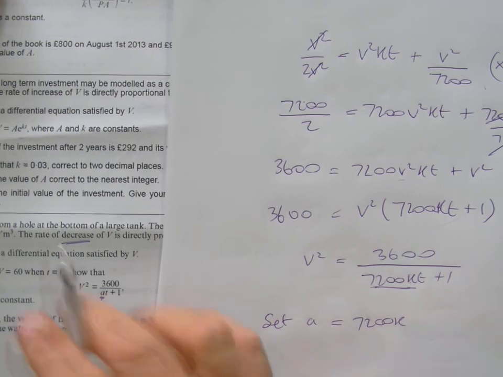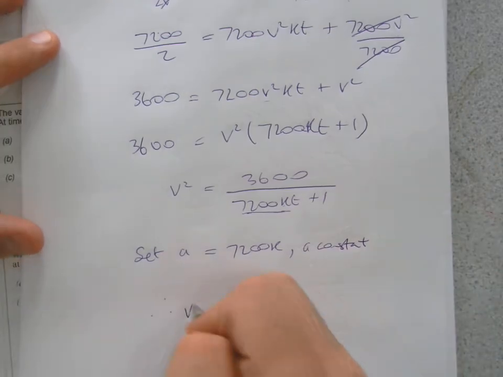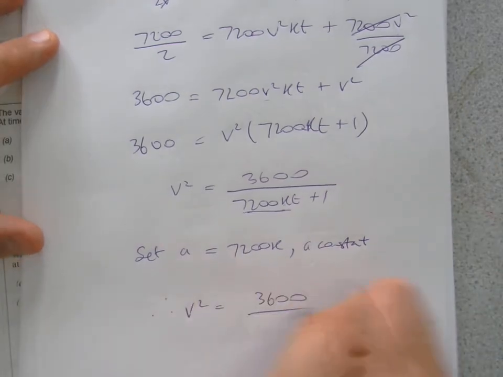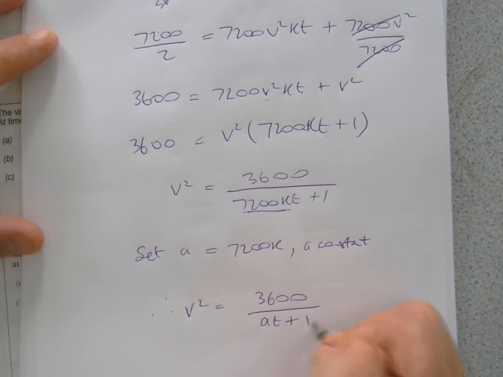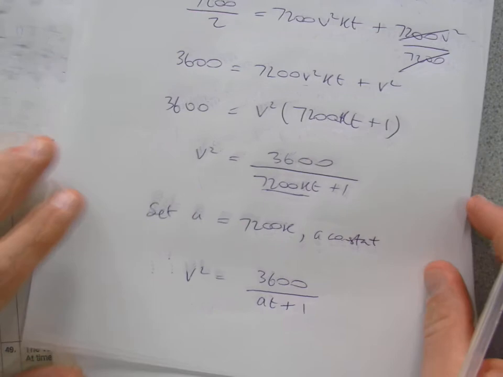Okay, you can do that, right? They're expecting you to do that. And a is a constant. They're expecting that sort of intervention there. So therefore, v squared equals 3,600 over at plus 1. Okay? Right, so that's part B answered.